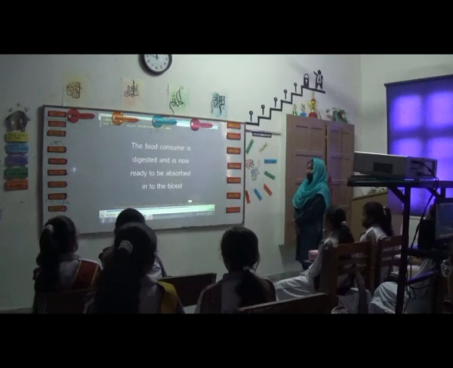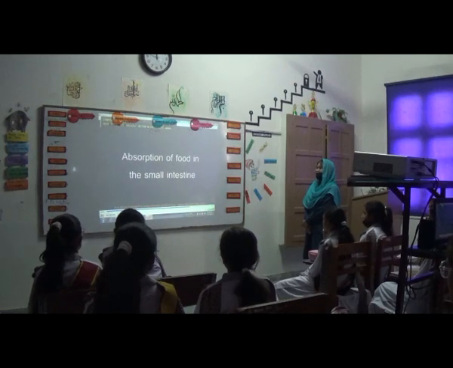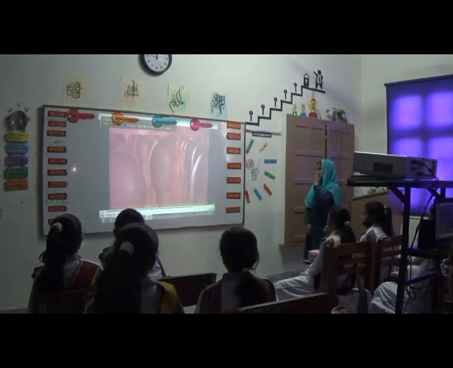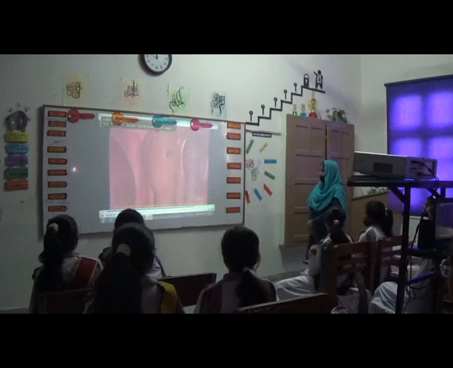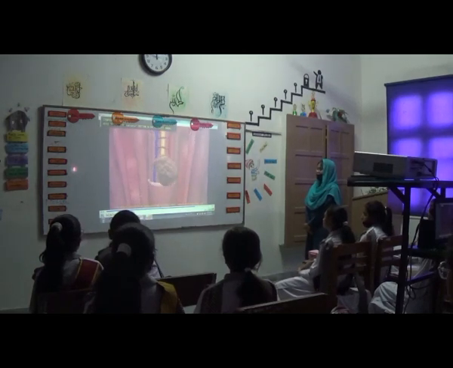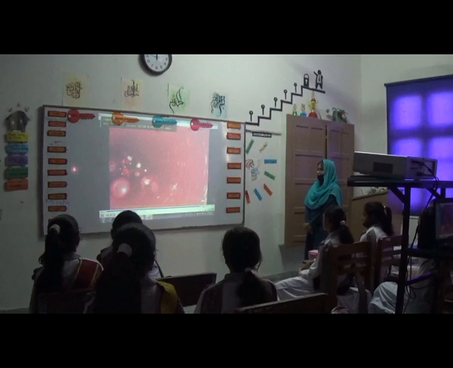The consumed food is digested and is now ready to be absorbed into the blood. Absorption of food in the small intestine: the inner wall of the small intestine has finger-like projections called villi, which have a network of thin blood vessels close to the surface. Blood vessels are attached in this portion. The villi increase the surface area of absorption and absorb the digested food materials. The substances thus absorbed are transported through the bloodstream to different organs in the body and are used to build tissues, and to break down glucose into carbon dioxide and water with the help of oxygen, releasing energy.